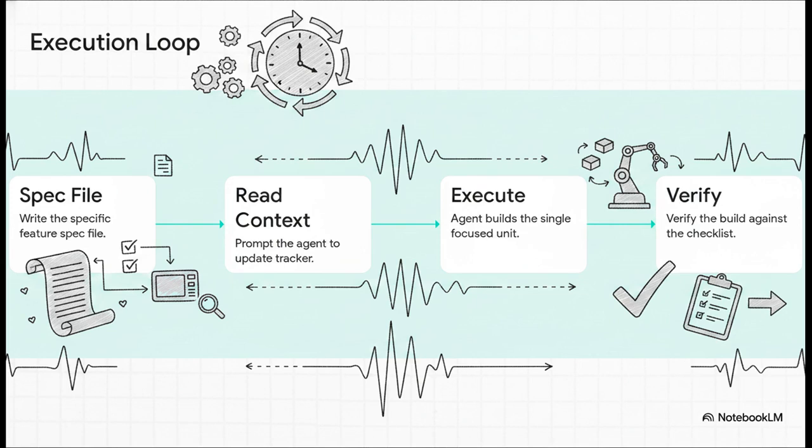Step 1. For every single feature, you write a dedicated spec file defining the exact goal, the UI constraints, and a strict checklist for what constitutes done. Step 2. Tell the agent to read the spec and update the tracker. Step 3. The agent builds that one single focused unit. And Step 4. You verify it against the checklist, merge it, and move on.